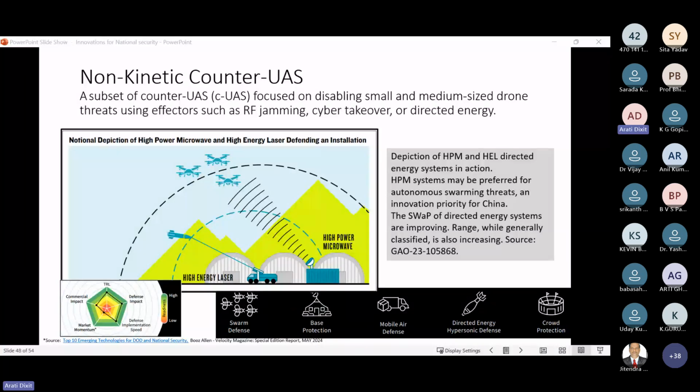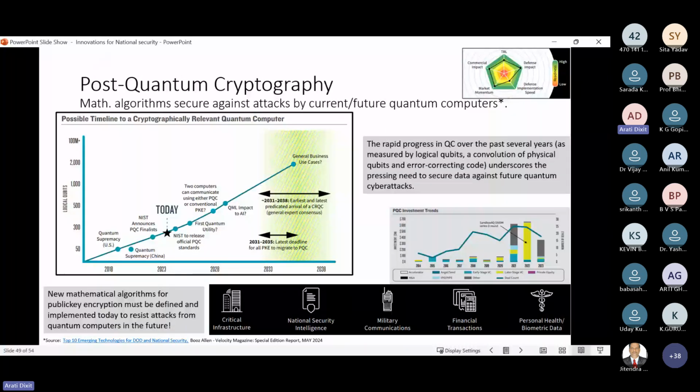So that takes us to the ninth technology, post-quantum cryptography. This technology focuses on math algorithms to secure against attacks by current or future quantum computers. I'm sure I heard that you had some talks on cryptography and advanced cryptography. So we have to focus on mathematical algorithms for public key encryption, which must be defined and implemented today to resist attacks from quantum computers in the future.